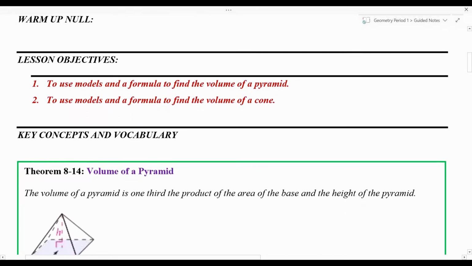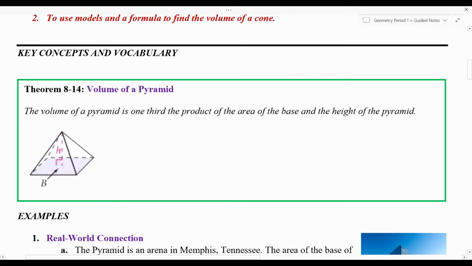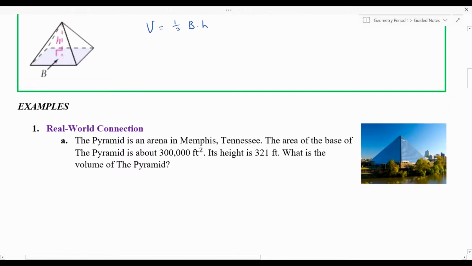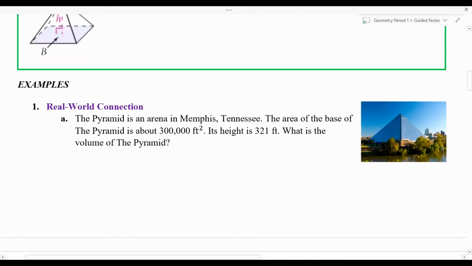Alright, our first key concept is Theorem 8-14, volume of a pyramid. The volume of a pyramid is 1/3 the product of the area of the base and the height of the pyramid. So essentially, volume is 1/3 times the area of the base, which we're still going to call B, times height. That's what we're going to be using, and we're going to look at a few examples that make use of this formula.